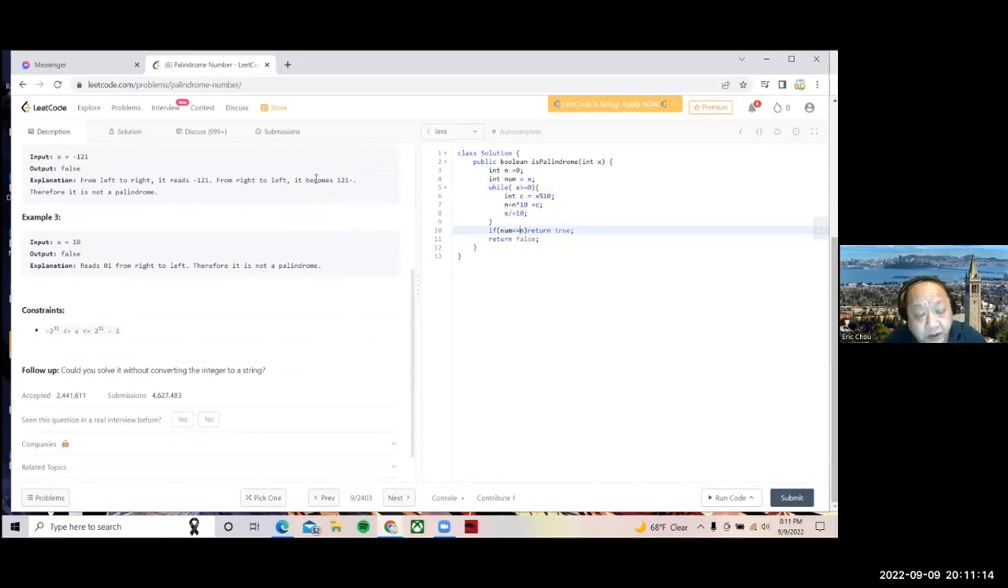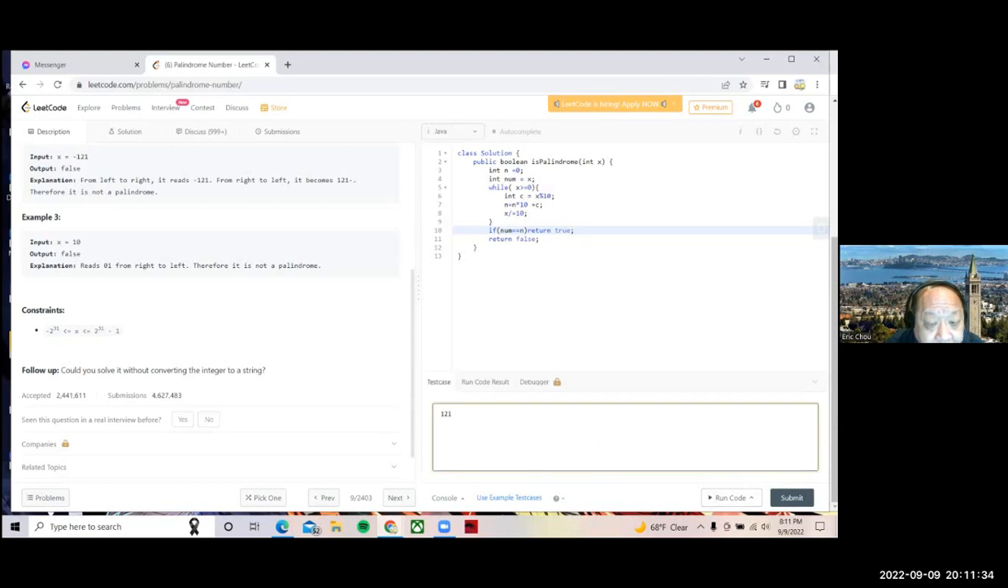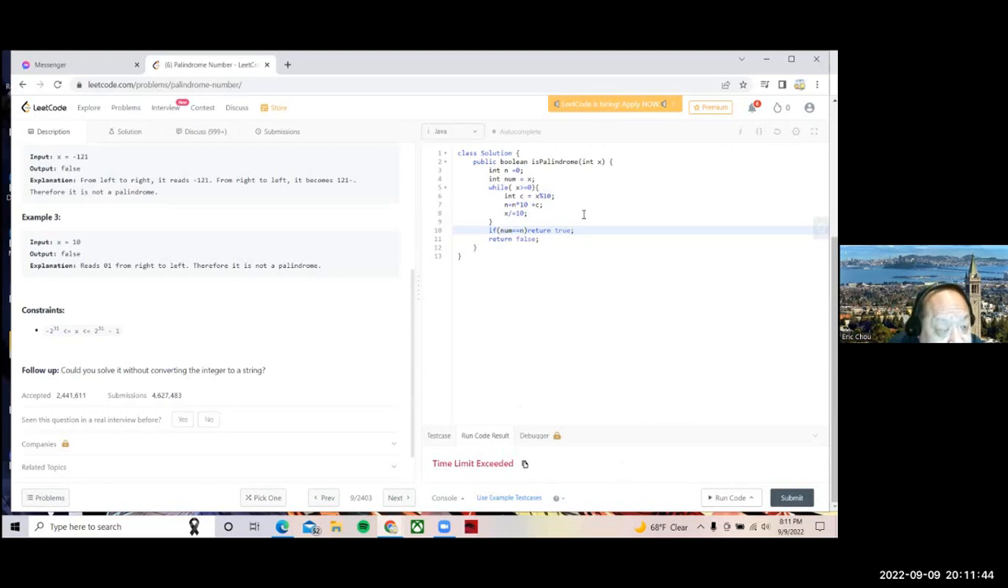You may run code, okay? Don't submit, but you can run code. See if you pass some cases, okay? Basic time limit, okay. Yeah, too long.